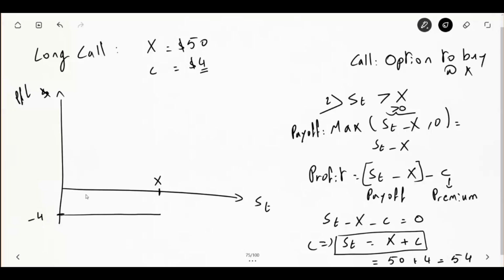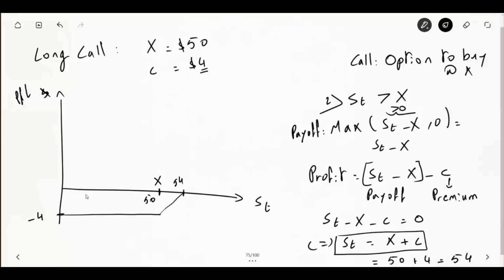So now I have this point here, let's say this is 54. So mainly at a price at or above 50, I can exercise. For a price between 50 and 54, what's happening is that I'm reducing my loss. Instead of losing $4, let's say I'm losing $2 if ST is equal to 52. Once I reach 54, I will have a payoff ST minus X of $4 that will offset the premium of $4. And at this point in time, I will have a break even. My profit is going to be equal to 0.